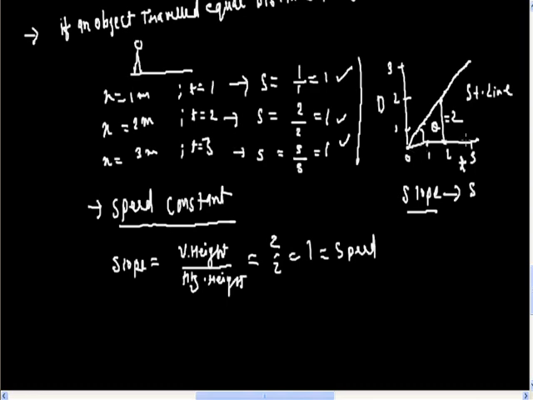This equation shows this graph, and the graph has a straight line. This straight line shows that the object has a constant speed because the slope of the graph is constant, and the slope is calculated by the vertical height upon horizontal height. At any instant, take this instant, vertical height is 1, horizontal height is 1, the speed is 1. In the whole journey the speed is constant, therefore this is called uniform motion.